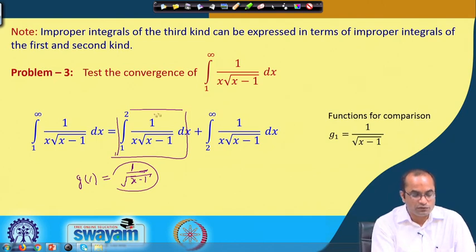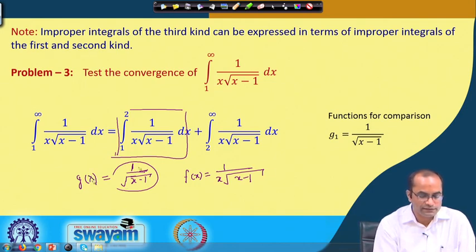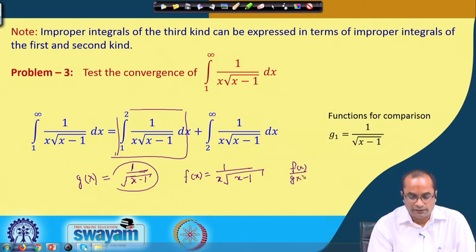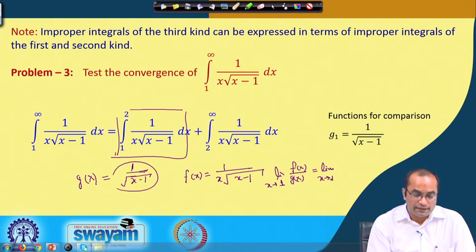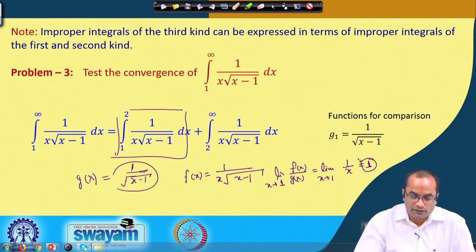If we take the ratio of the two, f was our integrand. So, f(x) in the first integral was 1 over x times square root of x minus 1, and g(x) is 1 over square root of x minus 1. If we take the limit of f(x) over g(x) as x approaches 1, the 1 over x will survive, the other factor will cancel out, and as x approaches 1, this is 1. So, we get a non-zero number as the limit of this ratio.